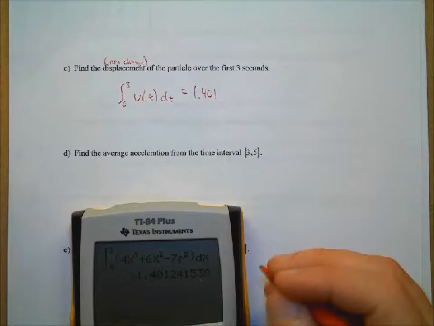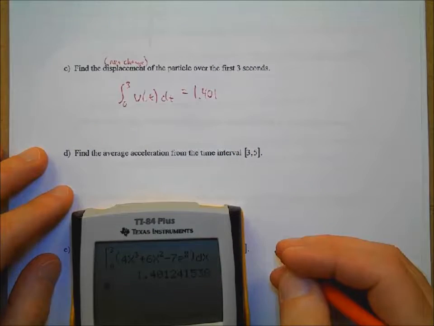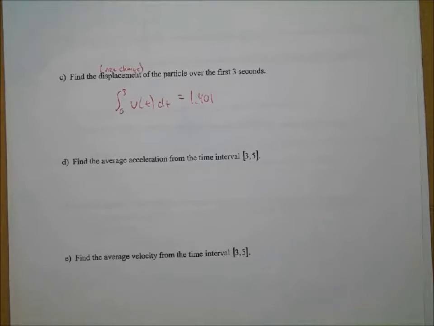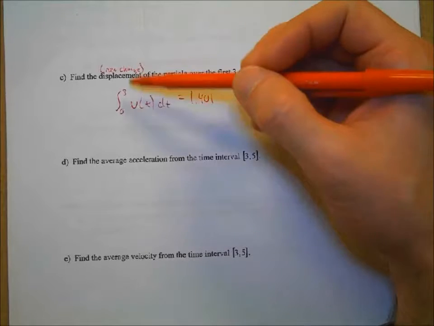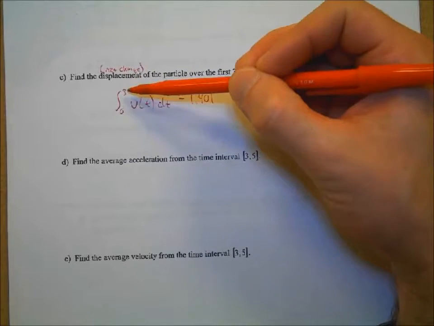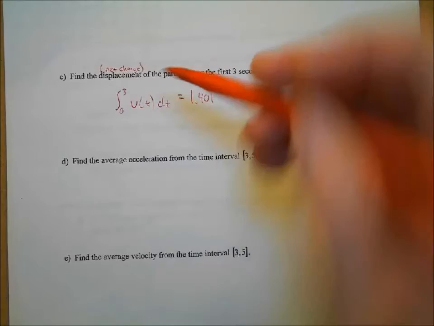Okay, and I guess we don't have any units, so never mind. We have seconds, but we don't have a unit of position. Okay? So displacement, that is like how far away is the particle from where it started at time 0 to where it ended at time 3. Okay? That is net displacement or net change.